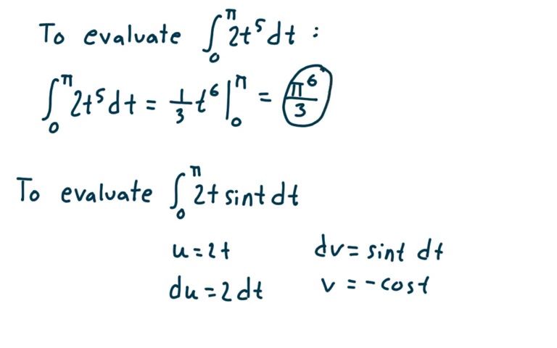That's the first integral. Now let's take a look at the integral from 0 to pi of 2t sine of t dt. So this is classic integration by parts. I'm going to let u equal 2t, du is 2 dt, dv is sine of t dt, and then v is negative cosine of t.